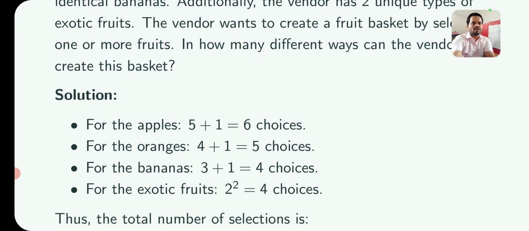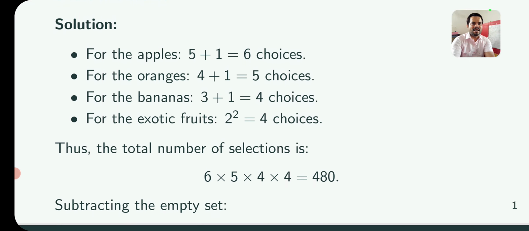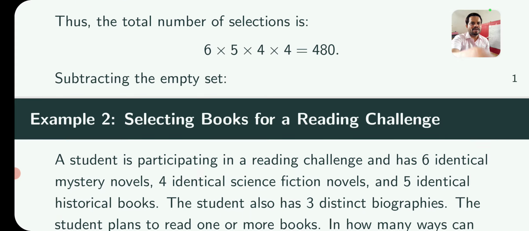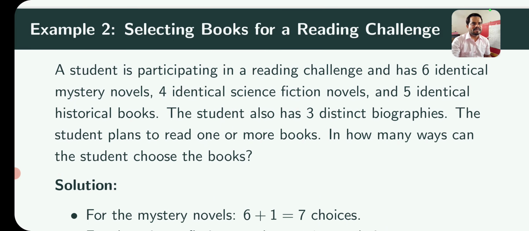And hence, the total number of selections is given by 6 × 5 × 4 × 4, which equals 480. So by subtracting the empty set, we get 479 selections of these fruits. Okay, so see here this one.